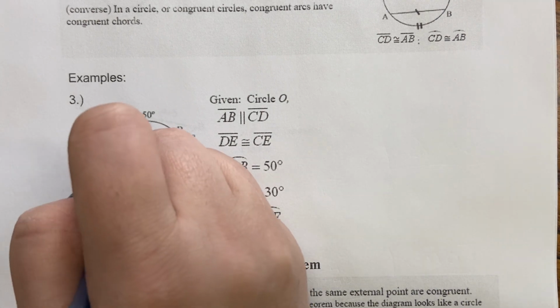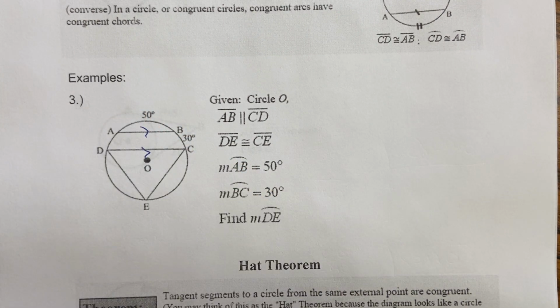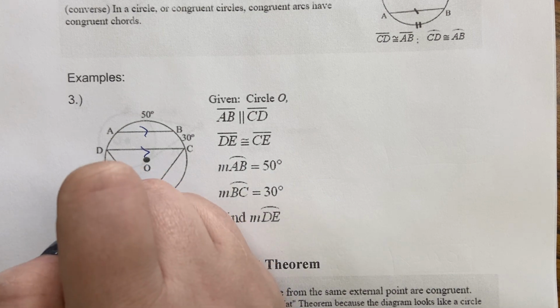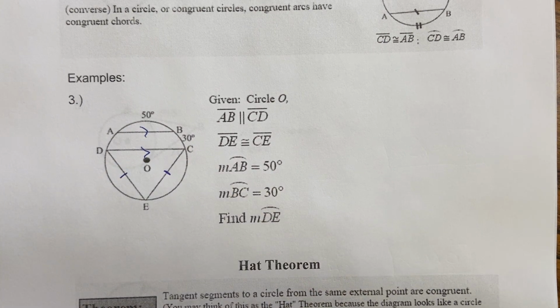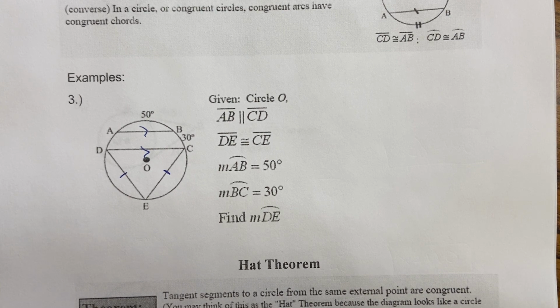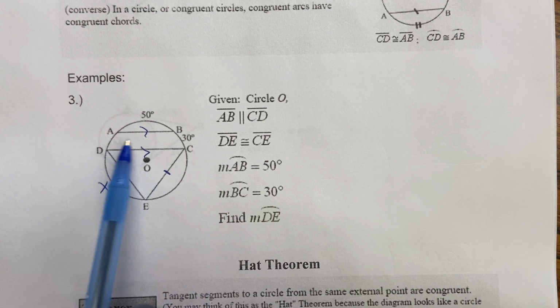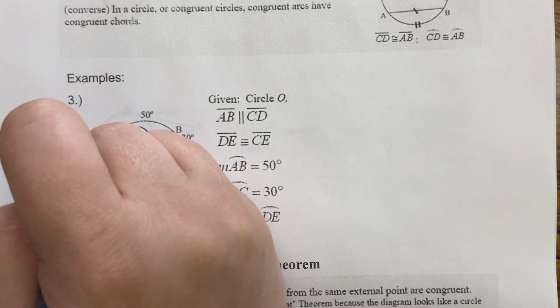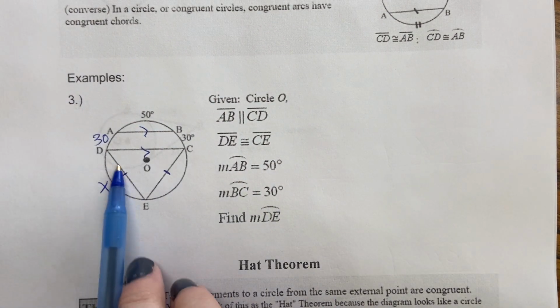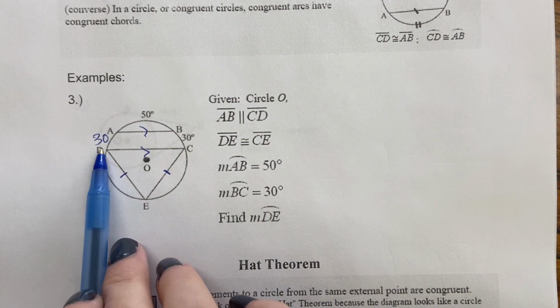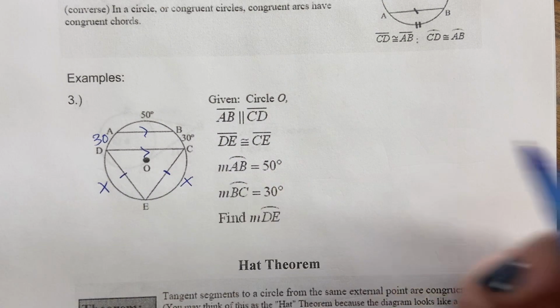So if AB is parallel to CD, DE, the side, is congruent to CE. Arc AB is 50, arc BC is 30. Find the measure of arc DE. I'm going to call it an X. First off, if we have two parallel chords, we know their intercepted arcs are the same, so this would be a 30. Then if these two chords are congruent, their intercepted arcs are congruent.